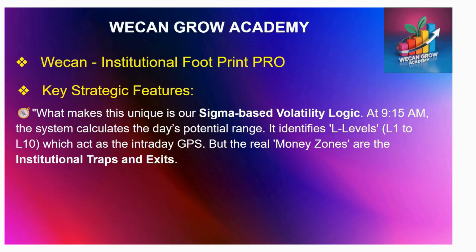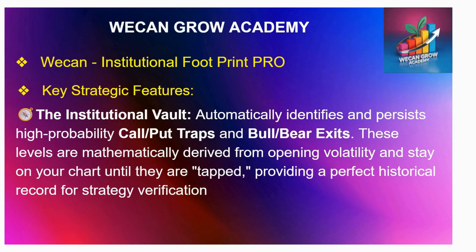But the money zones are the institutional traps and exits. The institution wallet automatically identifies precise high probability call put traps and bull bear exit levels. These levels are mathematically derived from opening volatility and stay on your chart until they are tapped, providing a perfect historical record for strategy verification.